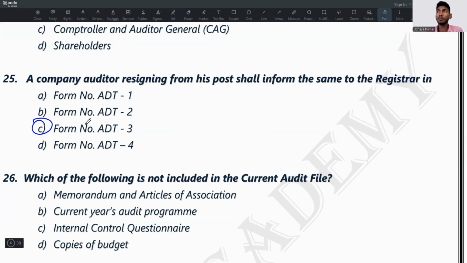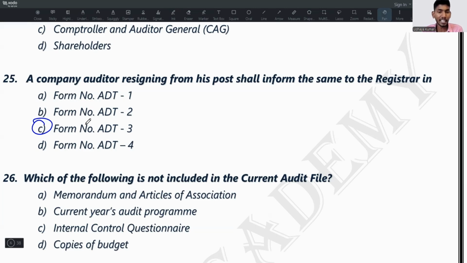ADT 1 is a form used for filing a notice of appointment. When an auditor is appointed in an organization, his appointment must be informed to the registrar within 15 days from the date of appointment. That information is furnished in form ADT 1 and filed with the registrar. ADT 2 is a form used for removal of an auditor. When an auditor is removed, an application is made to the central government, under form number ADT 2.